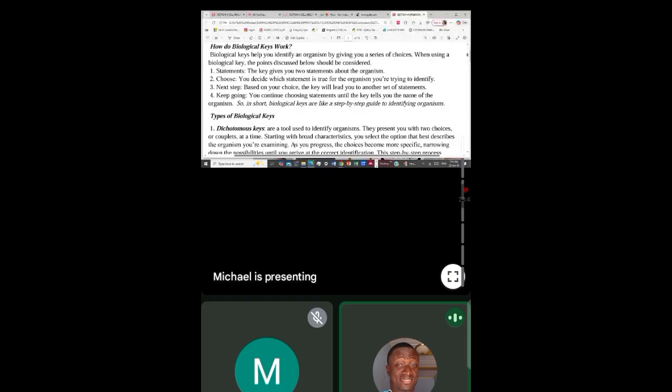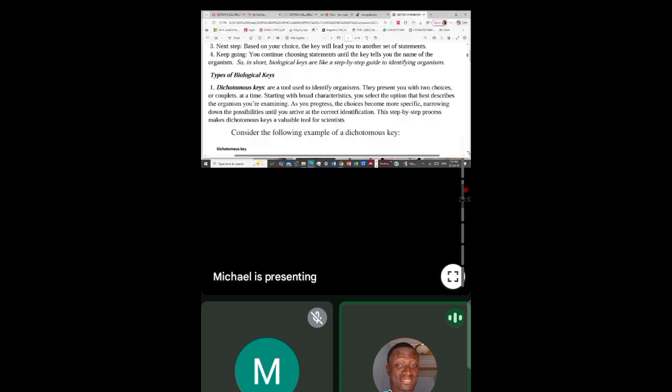So we have types of biological keys. The first one we have here is the dichotomous key. Dichotomous keys are keys that are used, and here the statements are not just numbered, they are written. Dichotomous comes from the word two. So they are just written as statements, and based on the statements you identify the organism. They present you with two choices or a couplet at a time. All the two statements are given at a time, then you narrow down to the organism you are referring to. So you start with the broad characteristics.